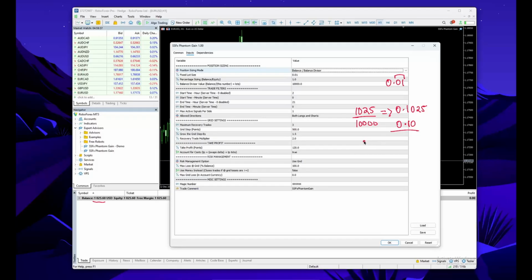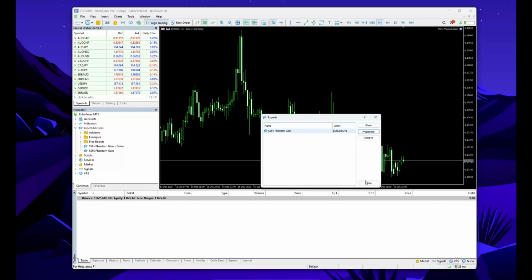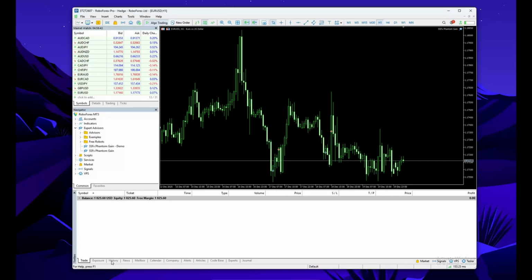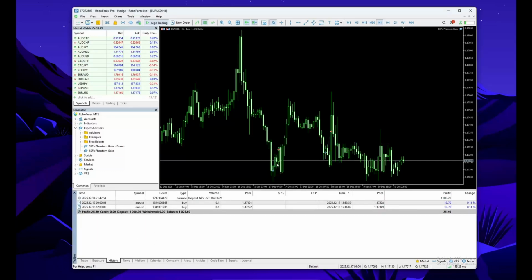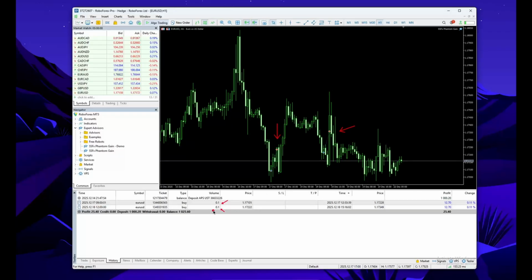That's the initial trade. And if I go to my history, you can verify that it has taken 2 trades, this one and this one, and in each of them it risked 0.1. Of course, the grid recovery system was not triggered in this case, so we only had 2 trades and each of them took 0.1 lots.